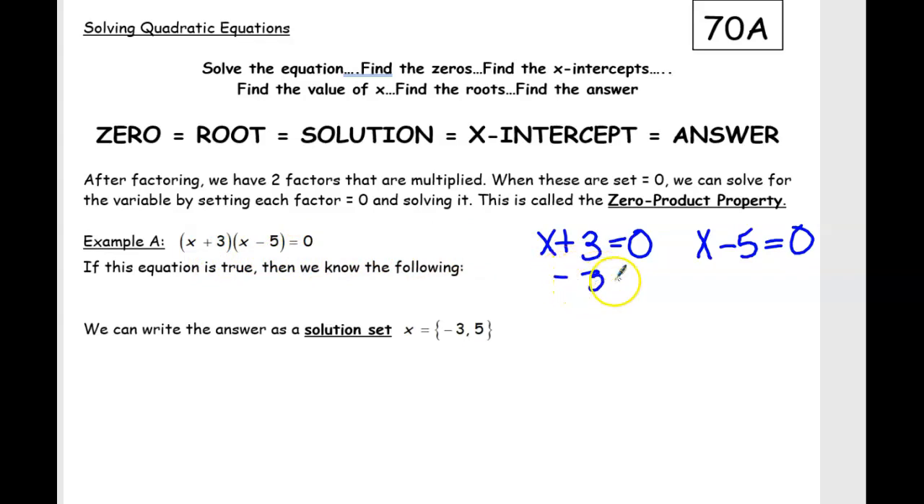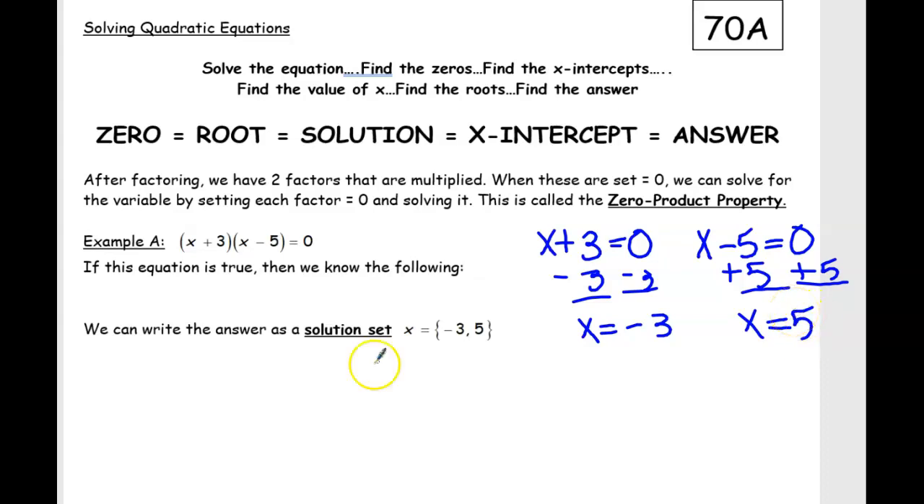So we do that by subtracting 3 from both sides. In one case, our x is -3. And then in the other case, if we added 5 to both sides, our x would be equal to 5. So we have two solutions, okay? We write this as a solution set. Notice these are not parentheses, they're brackets. We start at the lowest value, and then we put the highest value, okay? So in this case, the parabola intersected the x-axis at two places, okay?